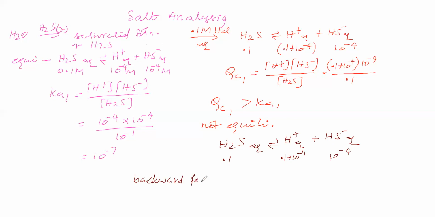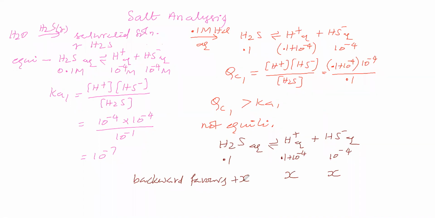Backward is favoring means some amount of HS minus is disappearing, this much amount of H plus is disappearing, and this much amount of H2S is appearing. Backward is favoring means the backward reaction is taking place. HS minus is disappearing this much amount, H plus is disappearing this much amount, H2S is appearing this much amount.